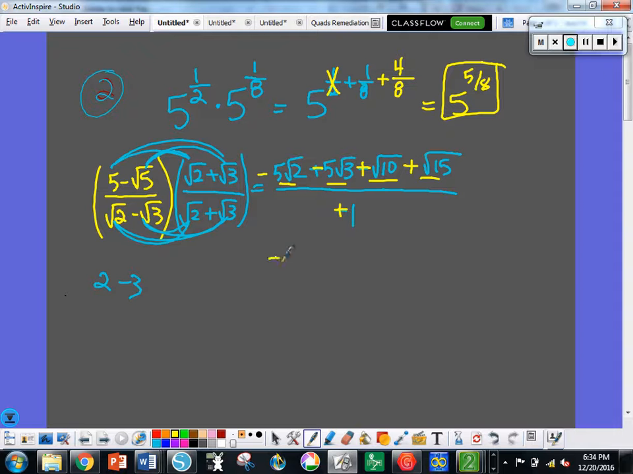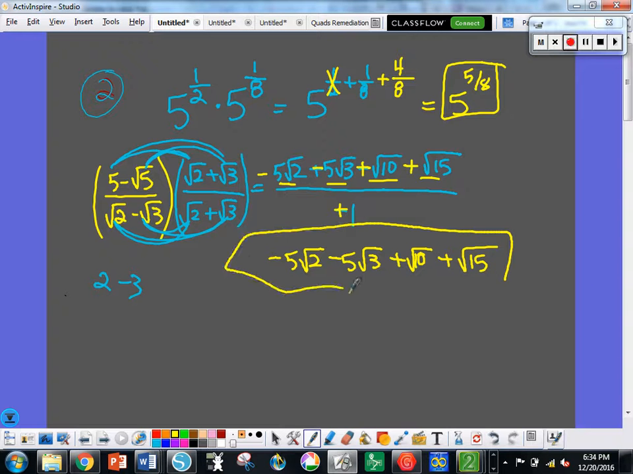So your final answer, and you will lose points on this one if you leave a negative in the denominator like that. That would be your final answer.